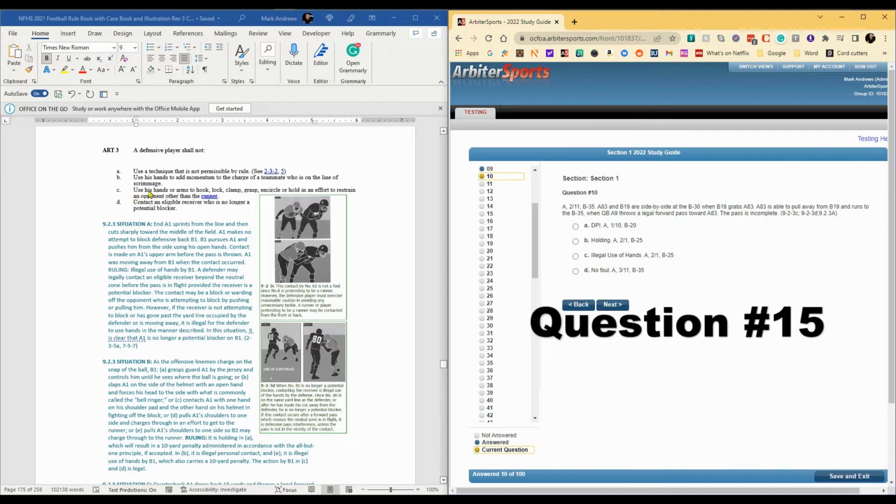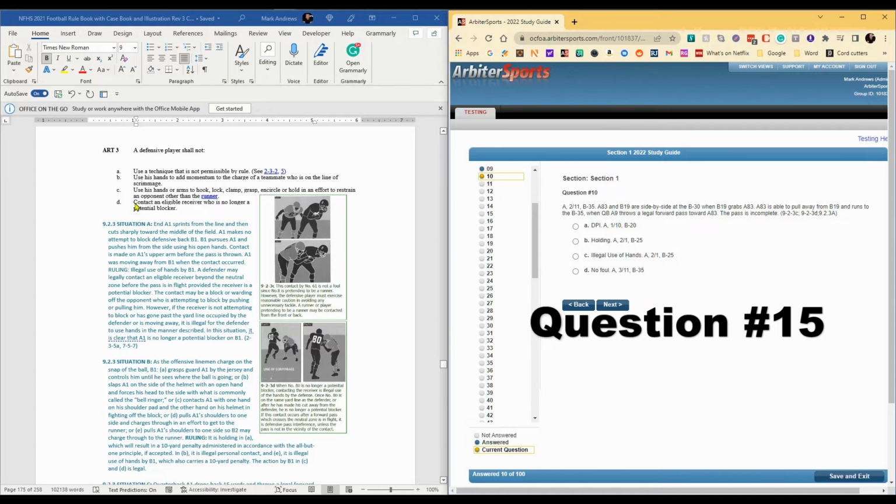C says use his hands or arms to hook, lock, clamp, grasp, encircle, or hold in an effort to restrain an opponent other than the runner. And 9-2-3 D says contact an eligible receiver who is no longer a potential blocker. So it's definitely not DPI because the ball hasn't been thrown when the foul occurs. Illegal use of hands, it doesn't fall into the definition.